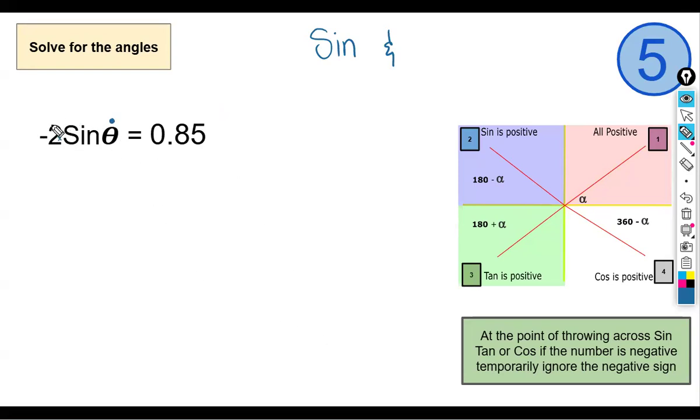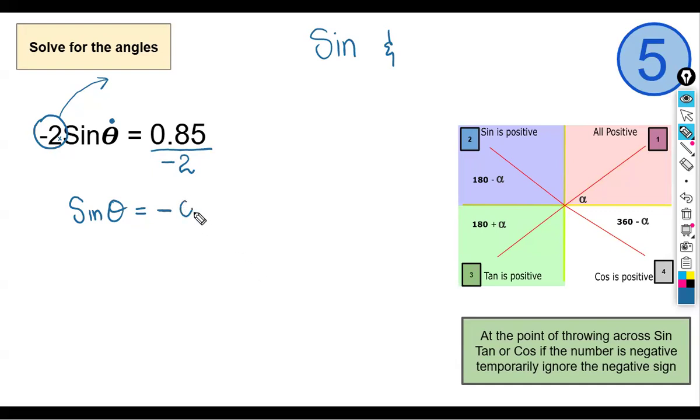Now, if we're trying to solve for theta, and the first thing we have to throw across is the -2, the -2 is a multiply. When you throw across a multiply, you get what? A divide by, well, in this case, dividing by -2. Remember, when you throw across a multiply, you do indeed get a divide, but the sign does not change. So you see what's going to happen here now. You're ending up dividing 0.85 by -2. When you divide a positive by a negative, don't you get a negative? So let's divide 0.85 by -2.